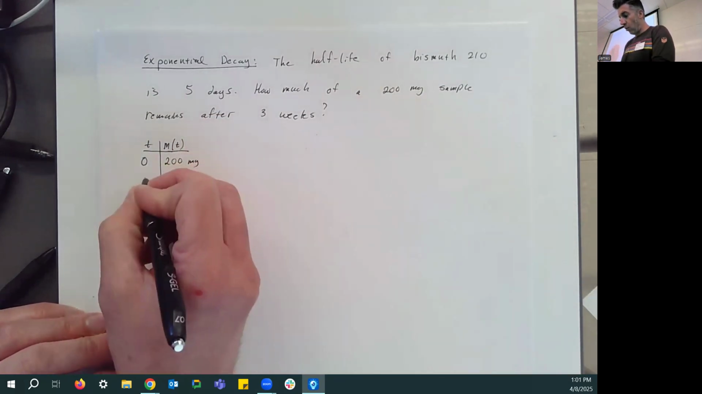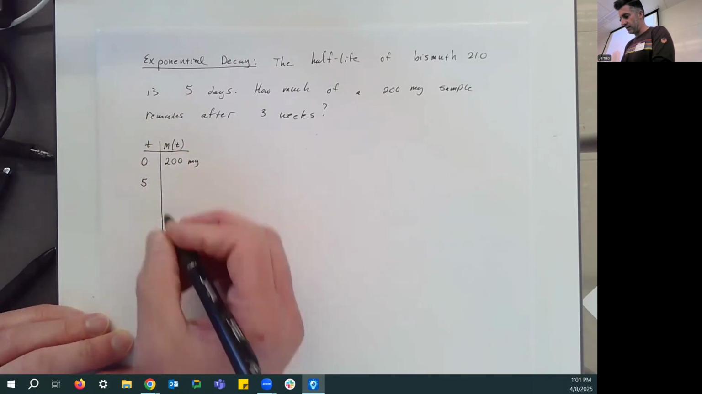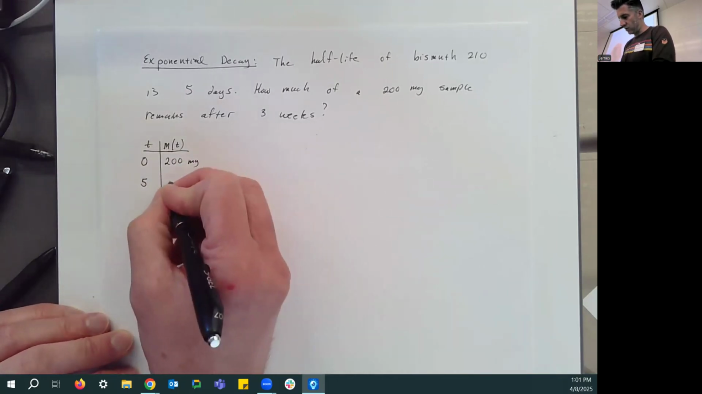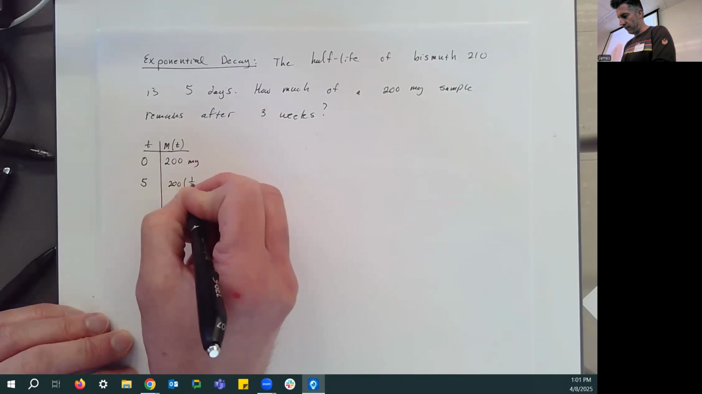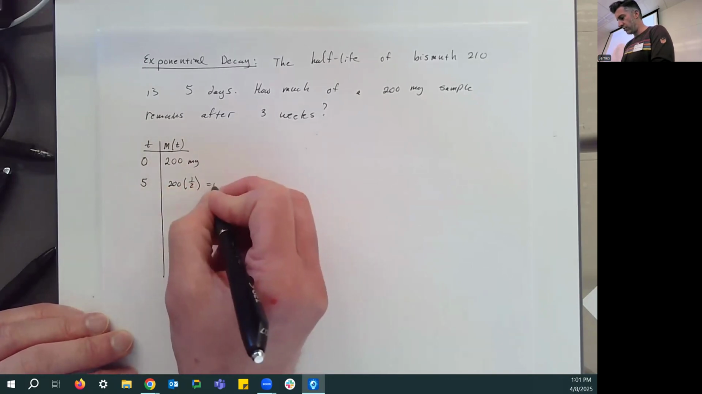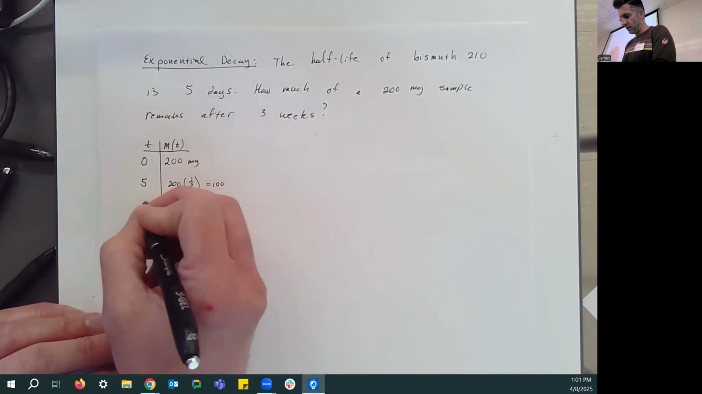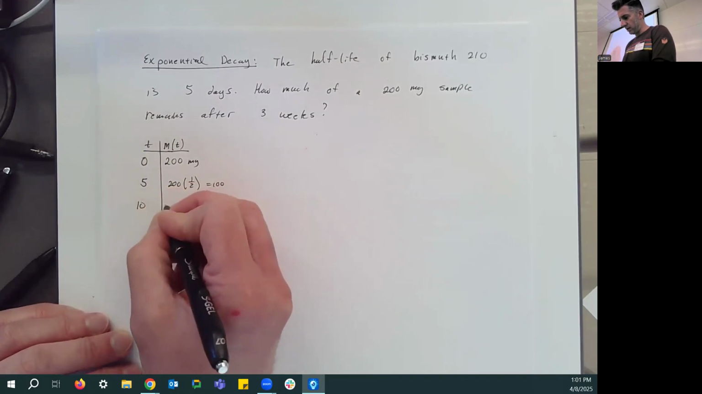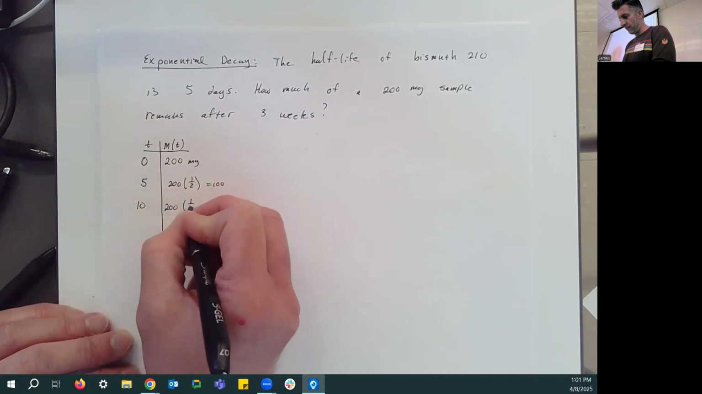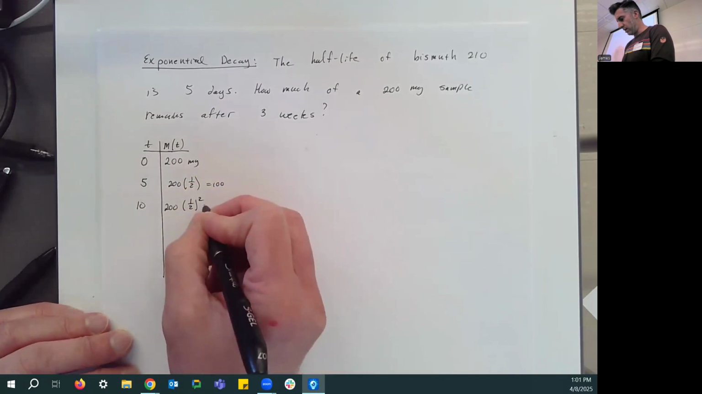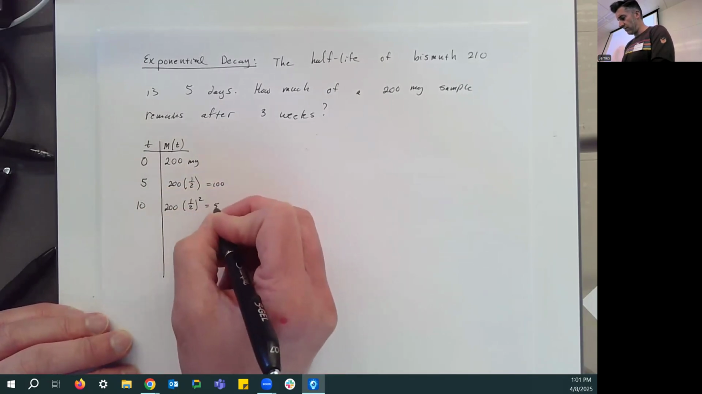And then after one half-life period, so after 5 days, we're going to have half of that. So we're going to have 200 times 1/2, which is going to equal 100. After another 5 days, so 10 days total, it's going to be 200 times a half squared, which is going to be 100 divided by 2, which is 50.